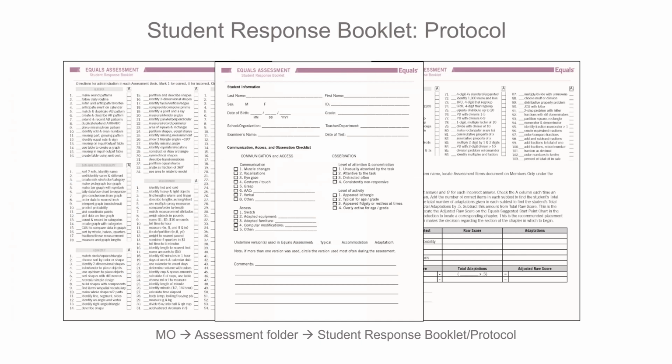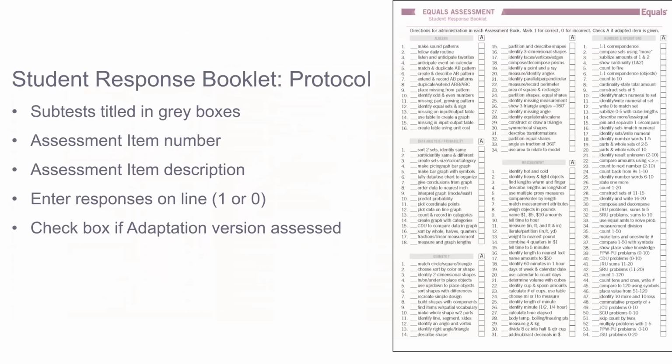So every subtest begins with item 1. The amount in each subtest will vary. So when you're looking at the student response booklet protocol, and this is something you might have to use if you want to use electronic scoring but don't have access to a computer in your assessment area where you're assessing your student. The subtests are titled in gray boxes.